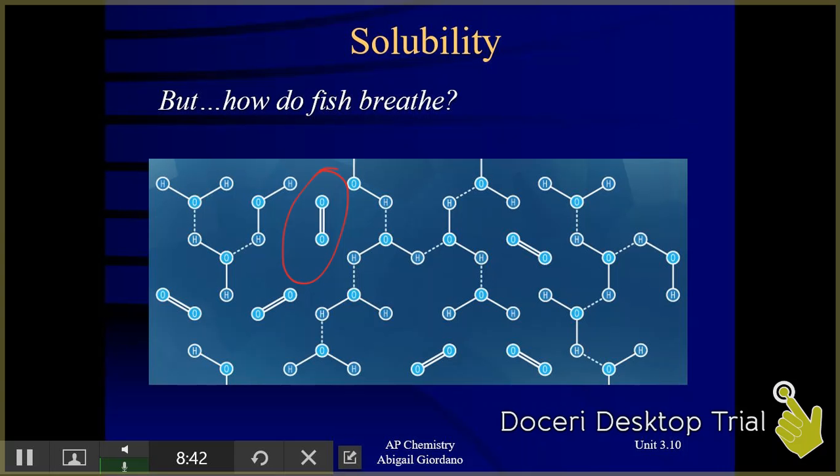Otherwise, fish couldn't breathe. So we said something non-polar like oil is not going to dissolve in water, but for some reason, oxygen can. Well, guys, two oxygen atoms bonded to each other is a lot smaller than a gigantic oil molecule. And oil molecules are very large. They're non-polar, but they have relatively strong London dispersion forces because they are such large molecules. They're so polarizable. Oxygen, O2, is a pretty small little molecule.